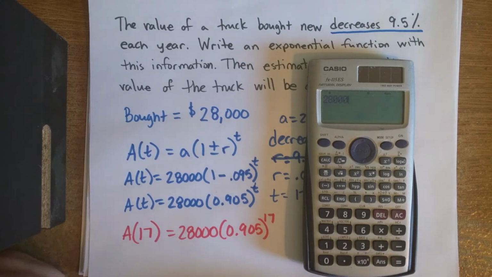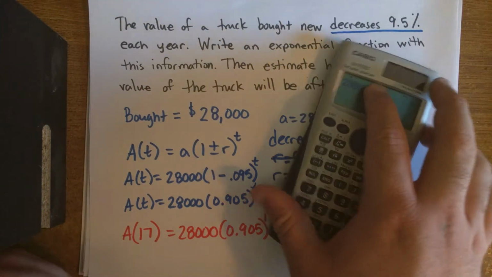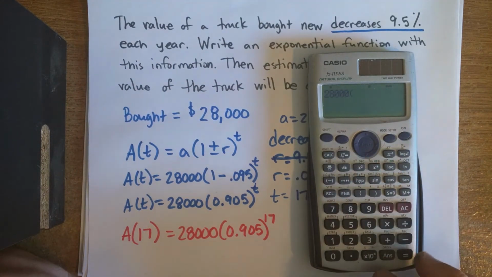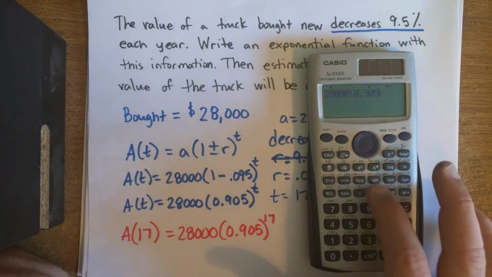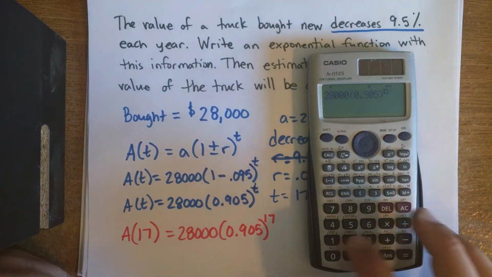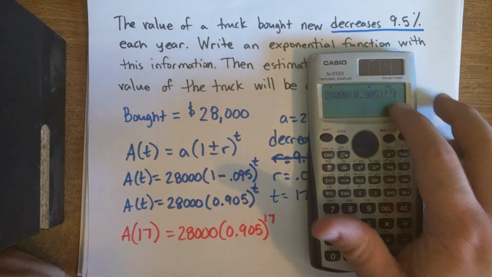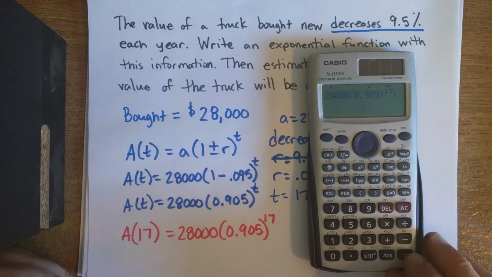You should be able to just do 28,000. I'm hoping this shows up pretty well on here. It looks like it is on my phone, but 0.905 raised to the power of 17. Remember, on the graphing calculators, how do you raise to the power? You hit the caret button. Anyways, that's all we have to plug in.